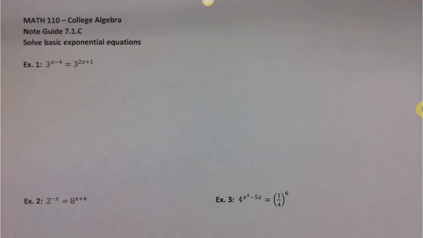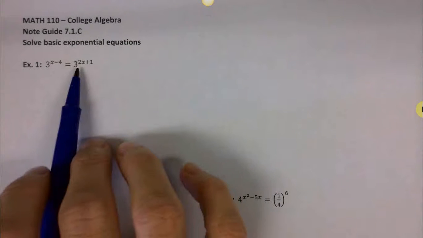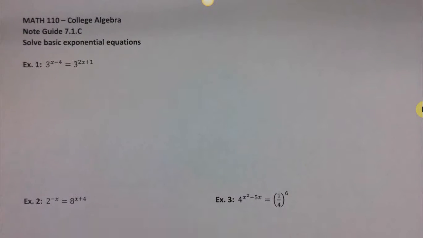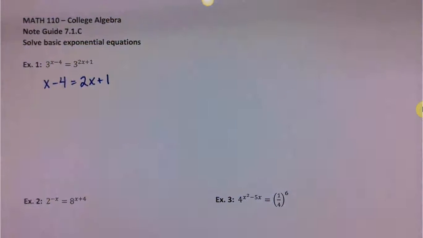The fact that exponential functions are one-to-one means that if we see two exponential functions set equal to each other with the same base, that also means that the exponents have to be the same. So in this case, x minus 4 equals 2x plus 1. And now we have a simple linear equation to solve to figure out what x is.